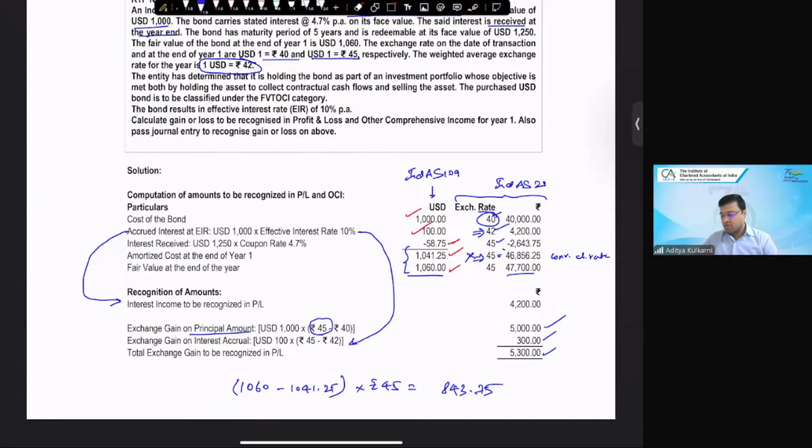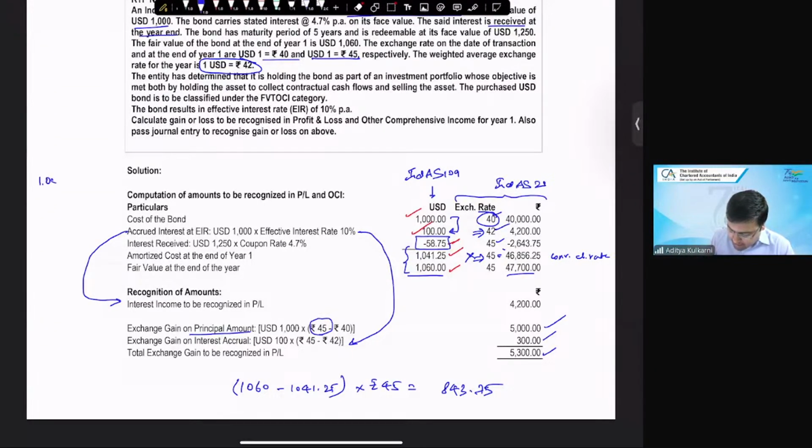Sir, we have reduced the 100 interest received from the accrued interest, no, sir? Why again are we taking 100 for exchange gain? See, this is interest received, the coupon that is received, right? This 100 is getting added to the value of the instrument. Correct? Now, understand.